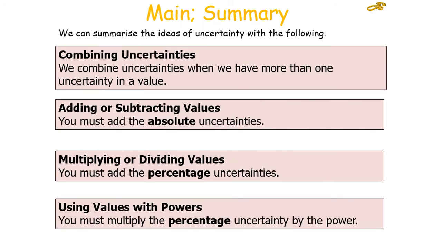We can then combine uncertainties when we've got more than one uncertainty in a calculated value. If you're adding or subtracting a value in a calculation, you've got to add the absolute uncertainties. If you're multiplying or dividing by a value in a calculation, you've got to add the percentage uncertainties. And then if you're using values with a power, you must multiply the percentage uncertainty by the power.